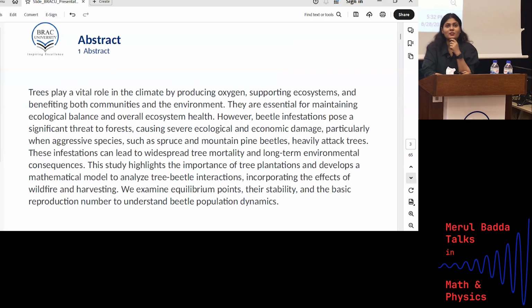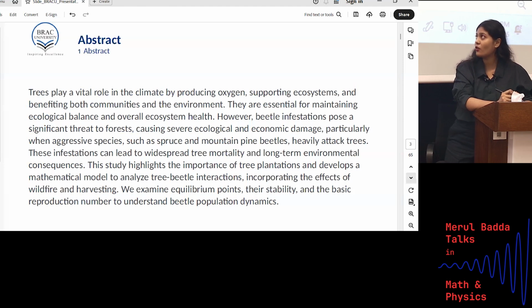We all know that trees are very important for our ecosystem, like producing oxygen and supporting our ecosystems. Ecologically also, trees are very important. But there are many different kinds of threats to the growth of our trees, and beetle attacks are one of them. So in our study, our main goal is to describe beetle attacks on our forest, and we also discussed two other disruptions, which are harvesting and wildfire.